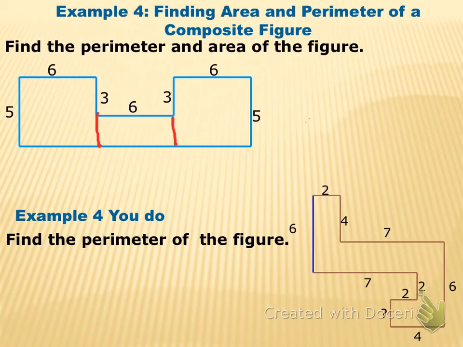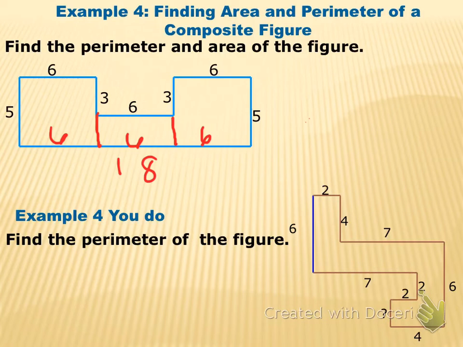So let's see. With this rectangle, we know this bottom is going to be 6. Again, this bottom will be 6. And this bottom will be 6. So if we add all those together, we get that the length of this whole side is 18.